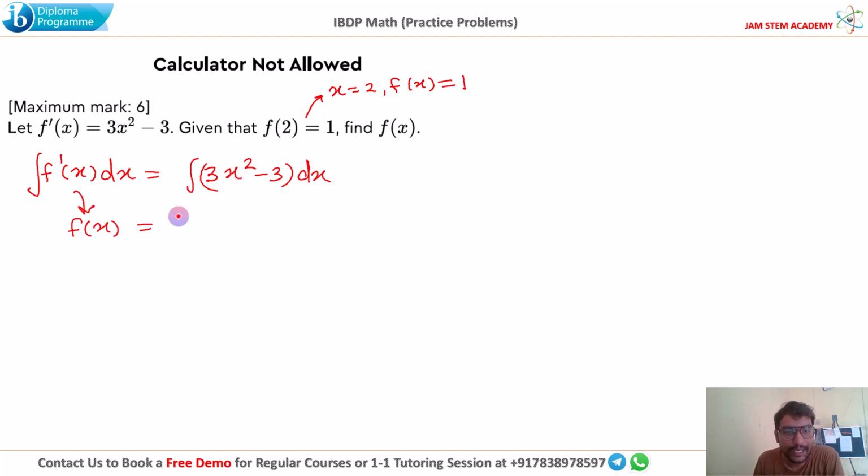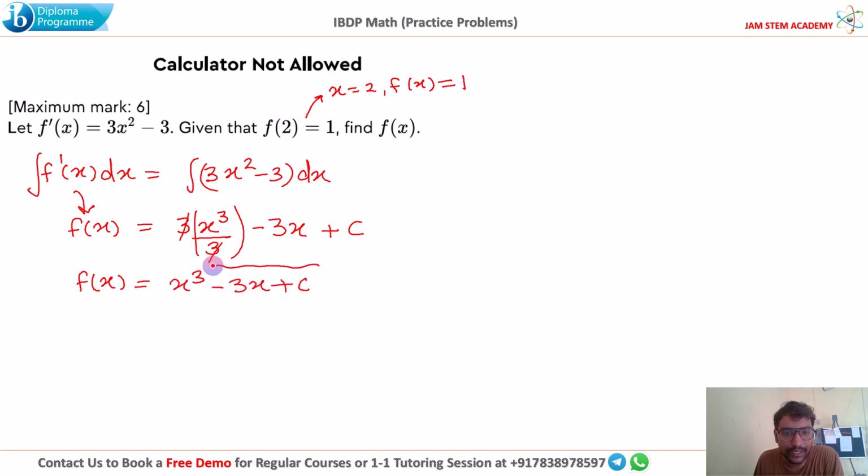On the other side, we have to integrate this x squared term. 3 stays as it is. Increase the power of x by 1, which gives you x to the power 3 divided by 3. Then minus 3. Integration of 3 will become 3x. So 3x, but you have to add a constant of integration also. Hence, we got the general solution. f(x) is equal to 3 and the 3 gets cancelled. You get x cubed minus 3x plus c.